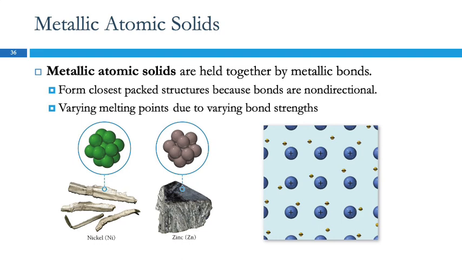Metallic solids are held together by metallic bonds. This is an illustration of the electron sea model of metallic bonding, where metals lose electrons easily, and so they'll lose an electron or two. It'll go out, and these electrons are mobile, and they're like swimming around. They're like water around the atoms, and that holds them together. Varying bond strengths, so varying melting points.